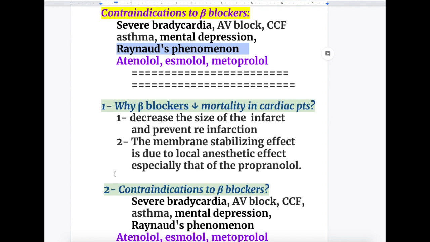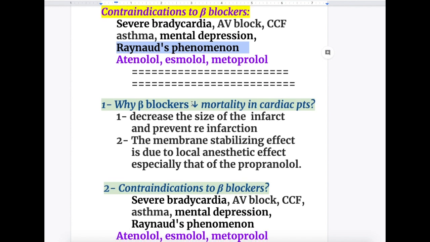Now, answers to the questions. Why do beta blockers decrease mortality in cardiac patients? We already did this. Number one, decrease in the size of the infarct and prevention of reinfarction. And number two, the membrane stabilizing effect, which is due to local anesthetic effect, especially that of propranolol. So this decreases the mortality in cardiac patients. Question number two, contraindications to beta blockers: severe bradycardia, AV block, CCF, asthma, mental depression, and Raynaud's phenomenon.